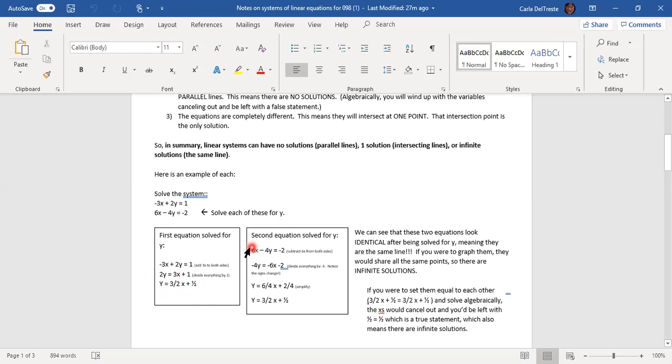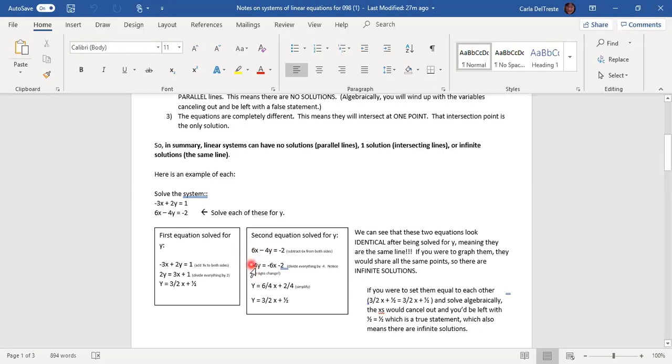Then we have to do the same thing for the second equation. So we had 6x minus 4y equals negative 2. Subtract 6x from both sides. Why do we subtract 6x? Because we have to move this whole chunk of the equation. And since it's positive, the only way for me to get rid of it is to subtract it. So we subtract 6x from both sides.